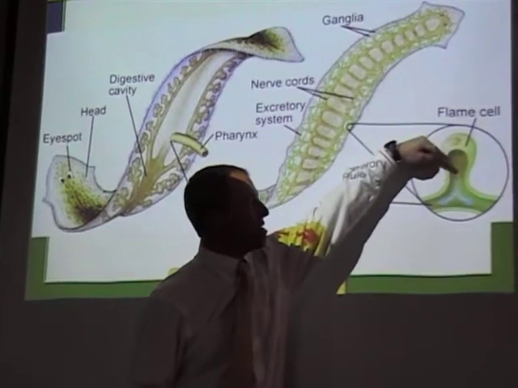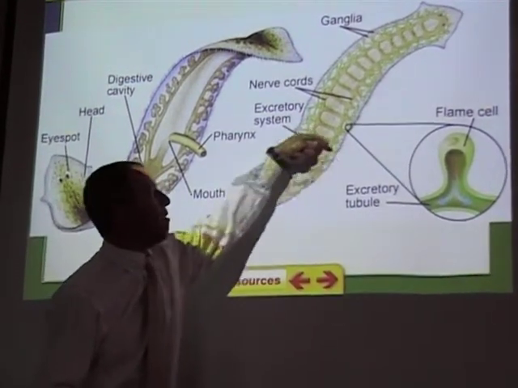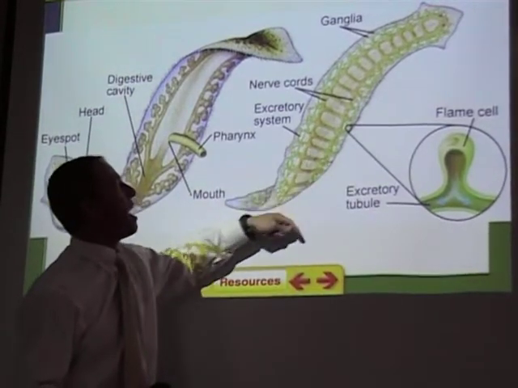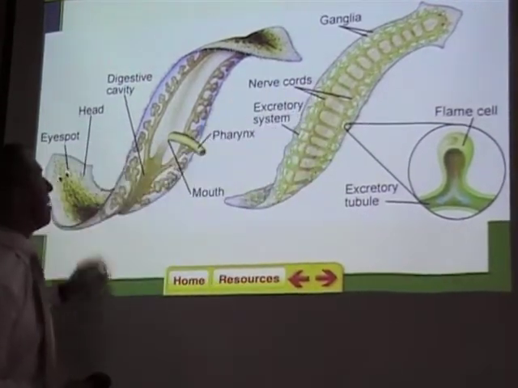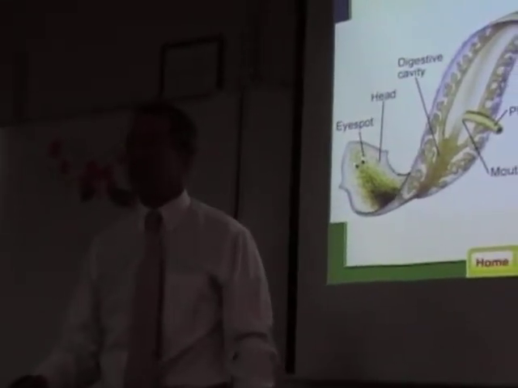And what happens is this does like that and pushes water, and water goes out through little holes in the side of the body of the planarian. So it pees out of holes in its side.